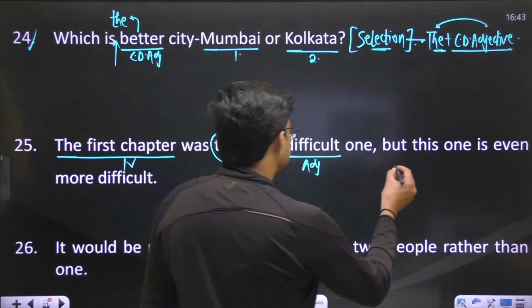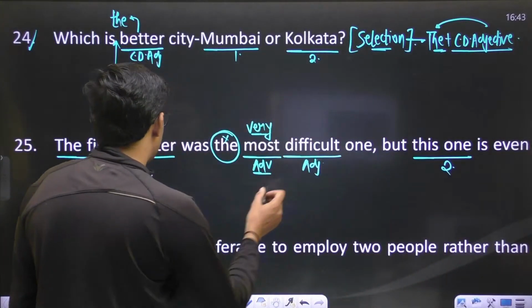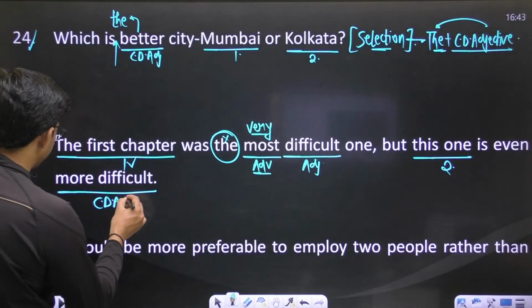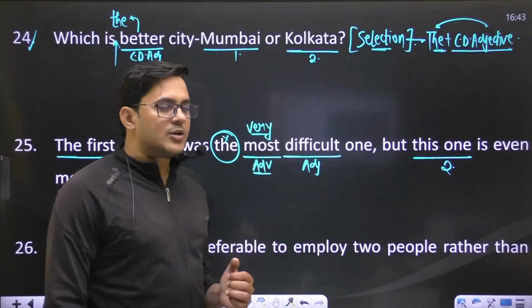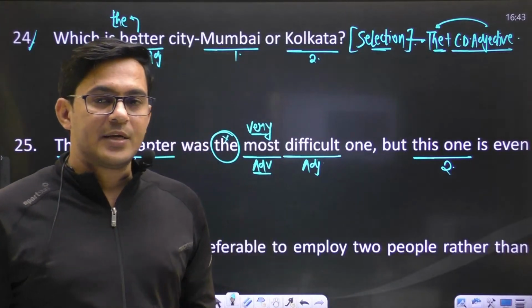And now this is the second one. Here comparison between two, and whenever comparison is between two we use an adjective of comparative degree. It is okay, it is fine, but the concept is here word most is an adverb. It shows the sense of very, right?